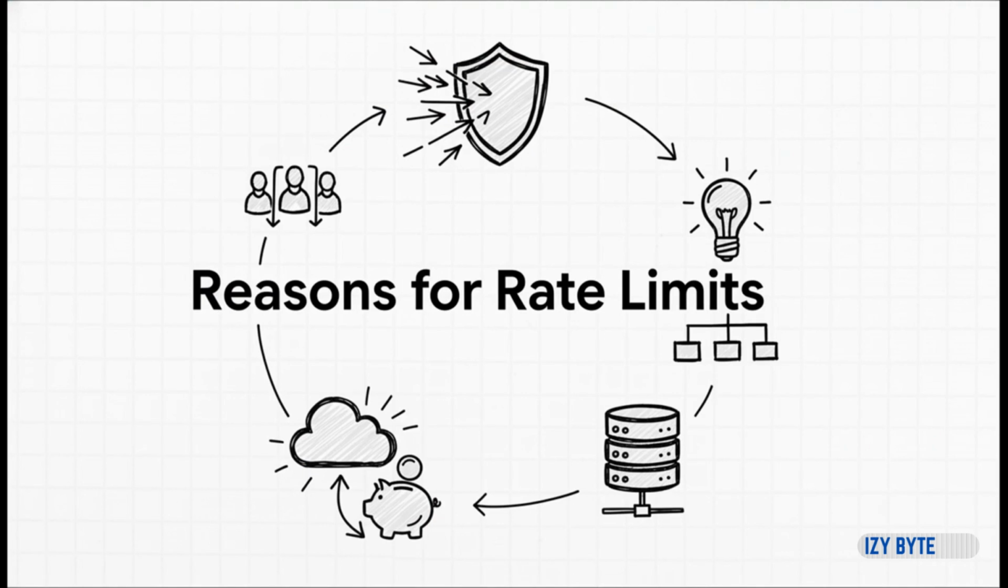Rate limits act as a shield against malicious attacks, like denial of service. They guarantee fair access, so one super popular app can't just hog all the resources. They help companies manage their server costs, which are very real. And they even push developers to write smarter, more efficient code in the first place.